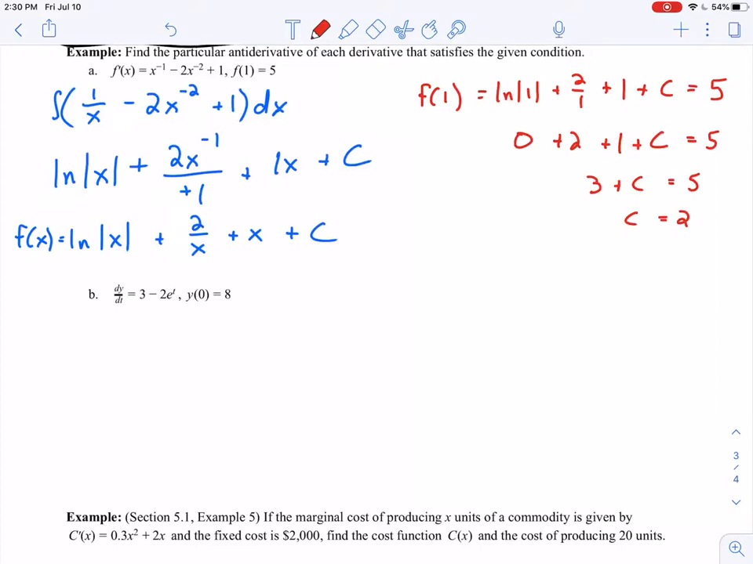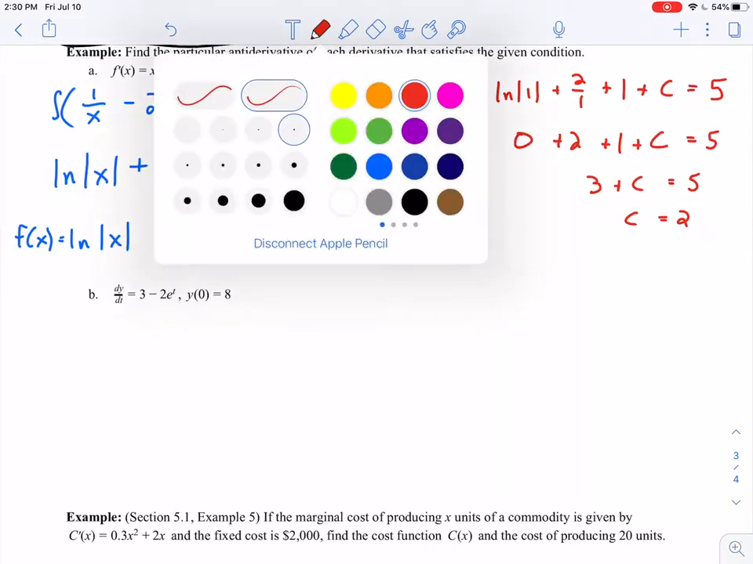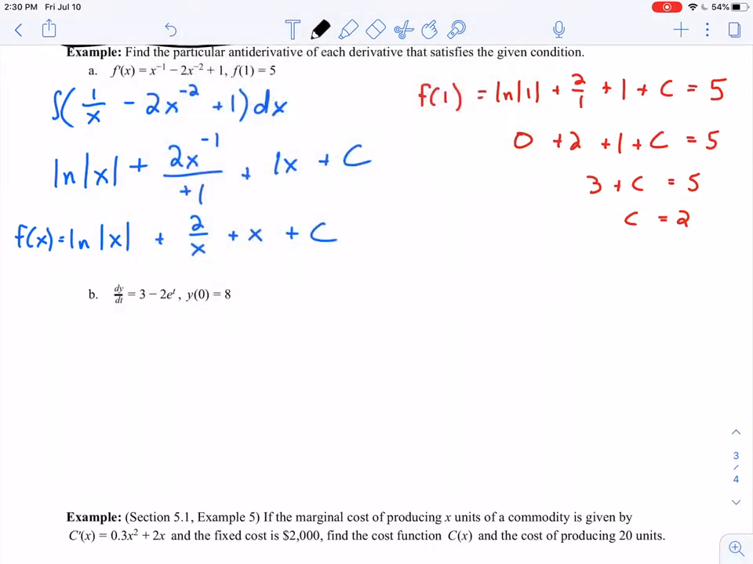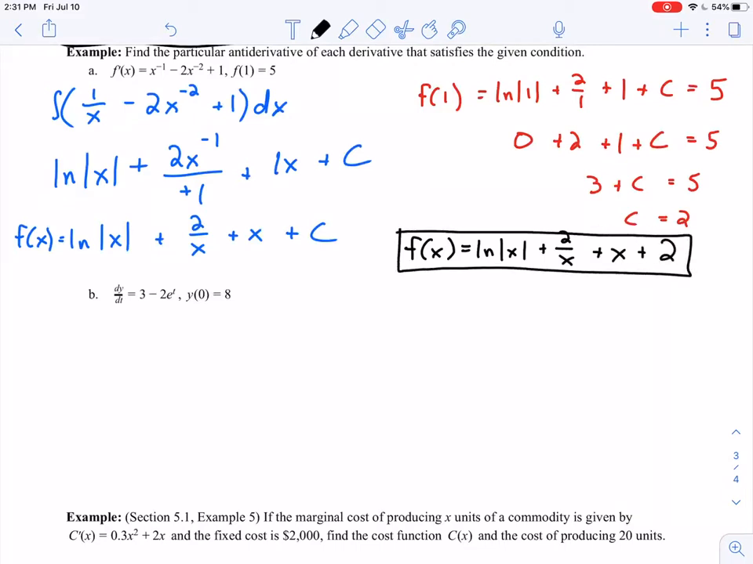I'm almost done. The last thing I need to do then, so I know that for this particular antiderivative, c is equal to 2. I'm going to take that and plug that back into my f of x here. So my solution to this problem is f of x equals natural log absolute value of x plus 2 over x plus c, but we just said, hey, c is 2 for this particular antiderivative, and here is my solution.